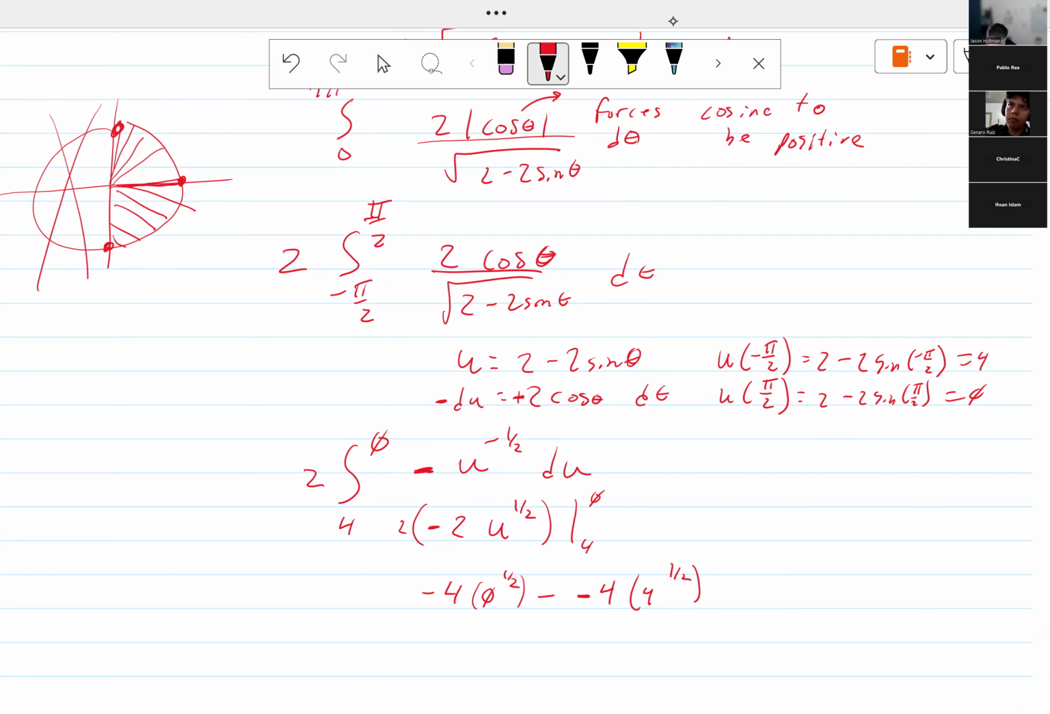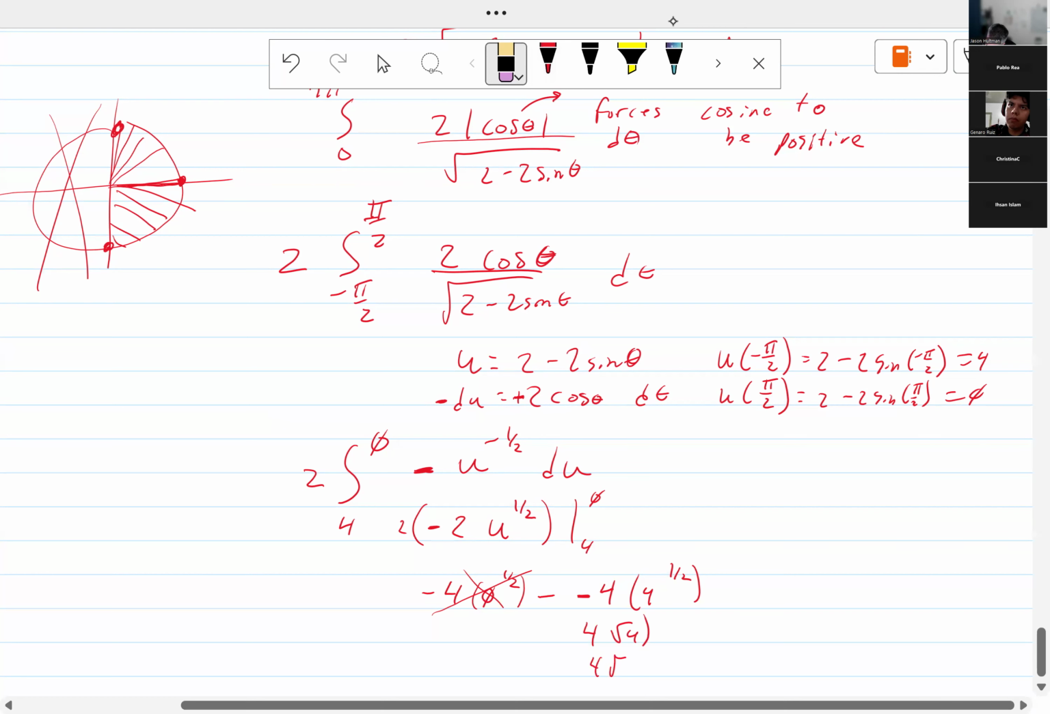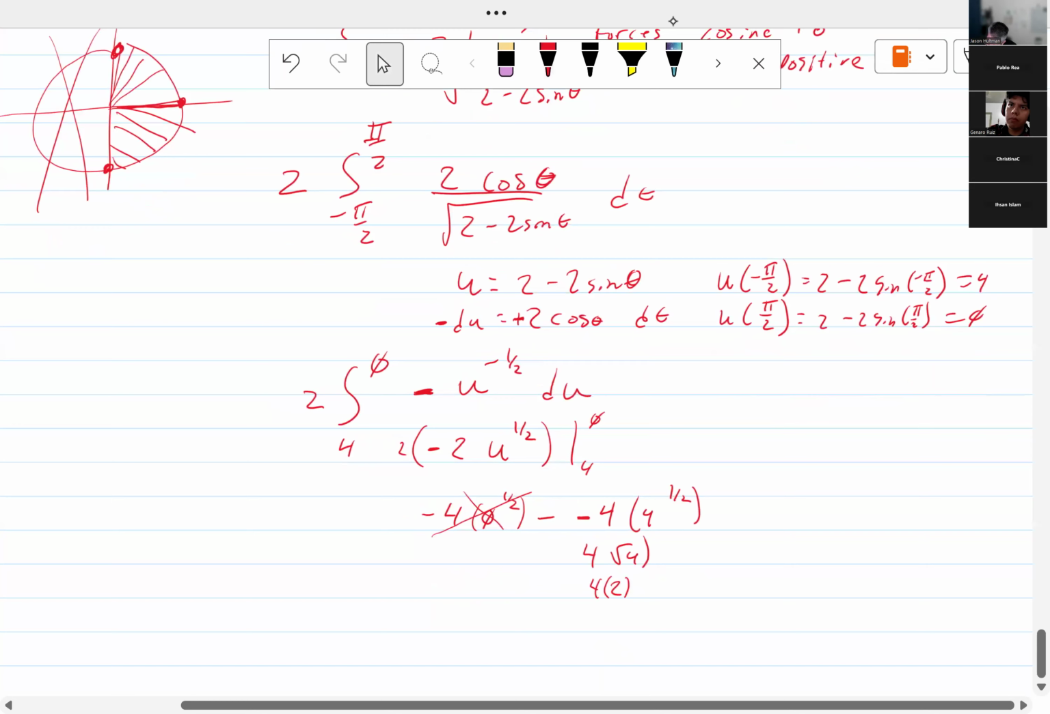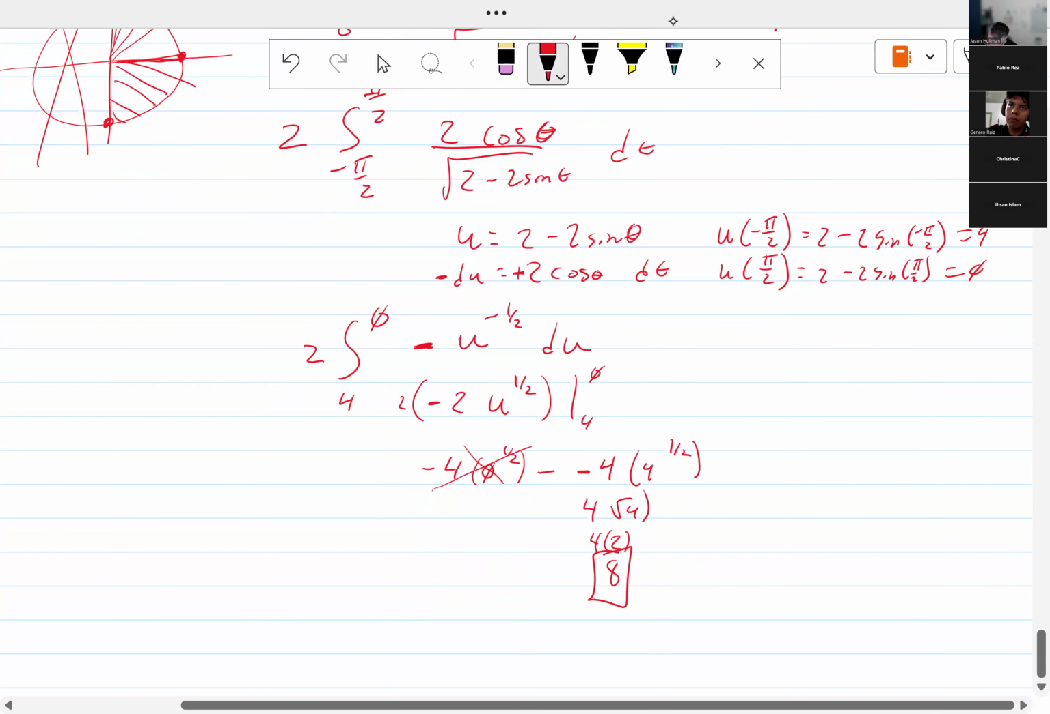0 to the 1/2, that's 0. This whole thing goes to 0. This is negative, negative, which is positive. So that's 4 times 4 to the 1/2, which is the square root of 4. So this becomes 4 times radical 4, which is 4 times 2, which is 8. Okay, and that was what we got on the calculator.